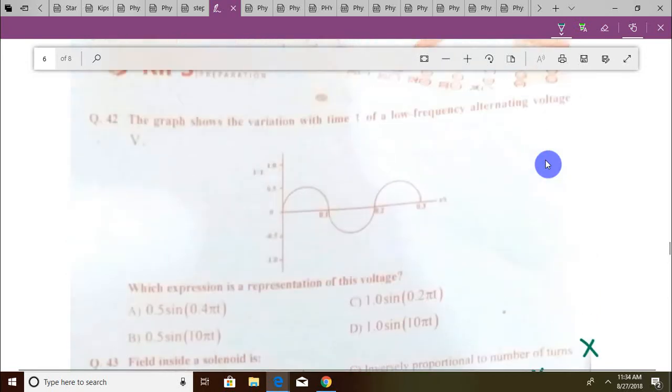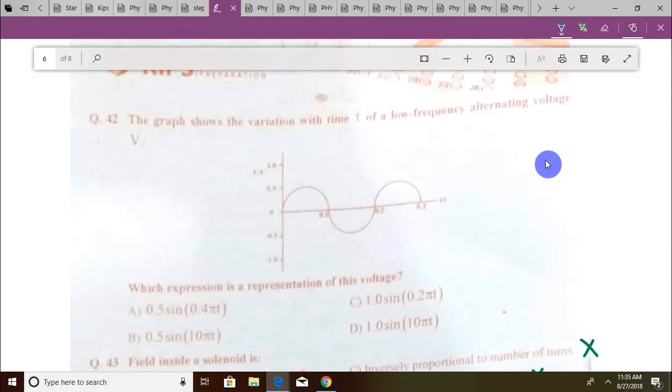The graph shows the variation with time T of a low frequency alternating voltage V. Which expression is a representation of this voltage? The peak value is 0.5, so it's sine omega t. Omega is 2 pi over T.